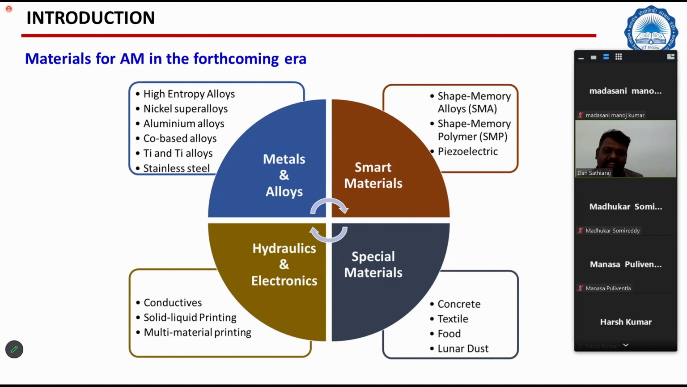You can buy concrete directly and print your own home based on your design. IIT Madras is doing that particular research, so you can save an enormous amount. The cost is also very much reduced because of this 3D construction. Also hydraulics, electronics, all those printed boards you can make through additive, so you can save the cost. Okay, so these are all certain upcoming areas in additive manufacturing.